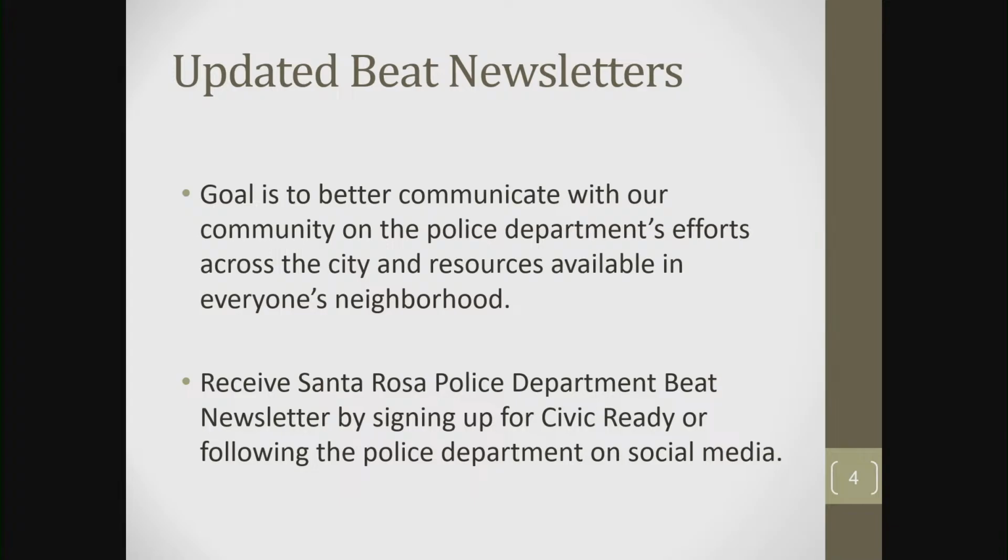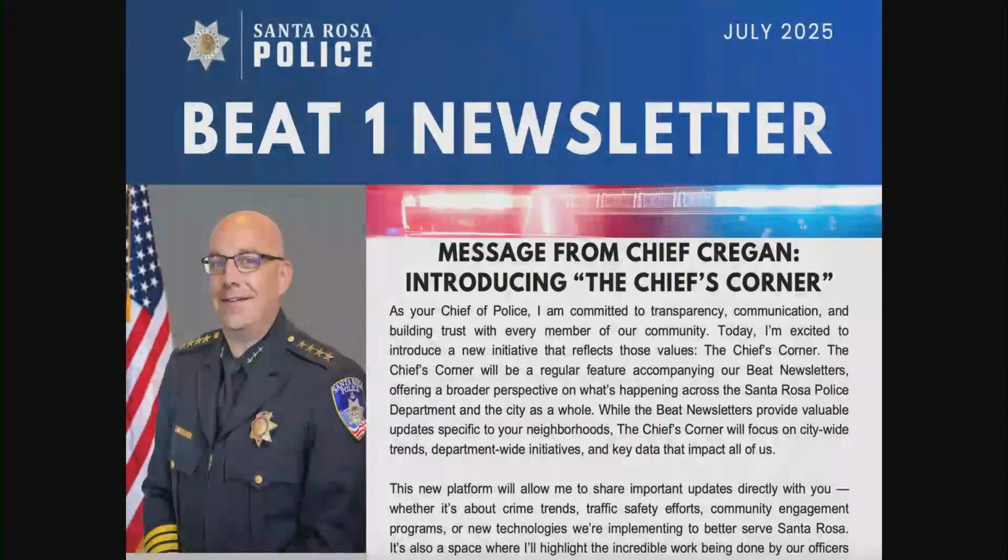The lieutenants write some beat-specific issues about what is going on in the beat. We provide very specific stats about crime, traffic, and any community concerns, and we're trying to identify themes in each of the beats about how community members can better recognize some of the issues and how they can reach out to some of the city resources available there.